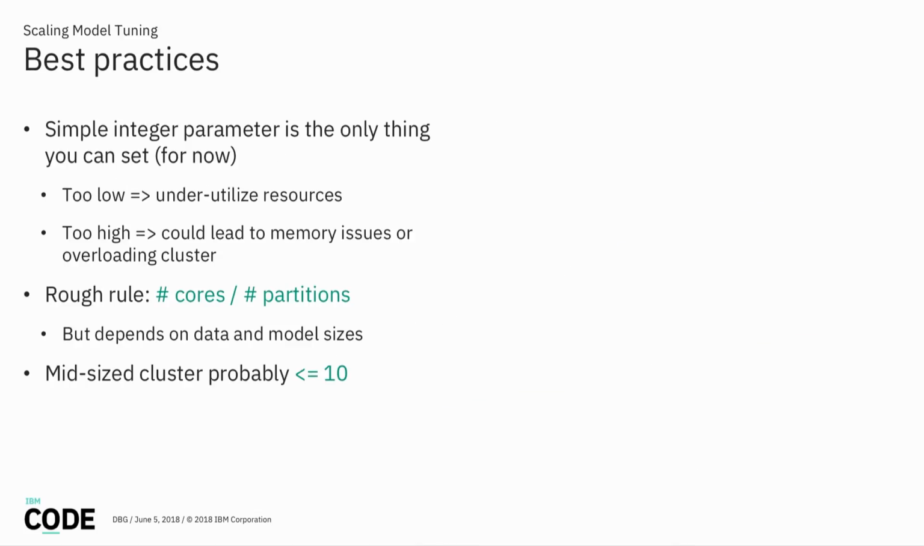So some best practices for using this, since it's just a single integer for now, it's kind of hard to know exactly what to set this. If you set it too low, you might end up underutilizing your resources. Too high, you could overload some memory or other cluster resources. But a good rule of thumb, if you know the number of cores in your cluster and your partitions, then you can just divide those and come up with an integer. But for a mid-size cluster, a good rule of thumb is maybe just keeping this value somewhere under 10.